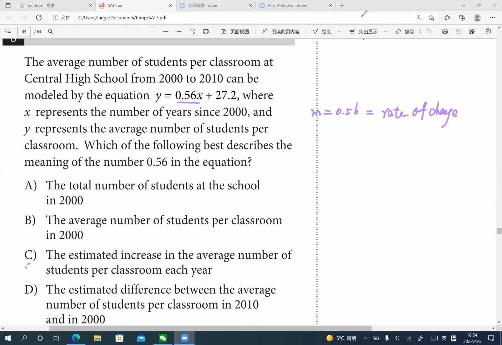So from the equation, we can find the slope of this linear equation is 0.56. And the slope, also known as rate of change, means in our case, whenever x increases 1 unit, y will increase correspondingly 0.56 unit. So we should choose option C. The estimated increase in the average number of students per classroom each year.